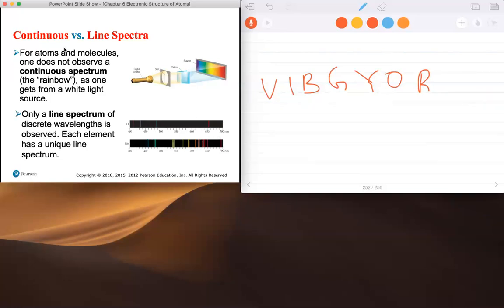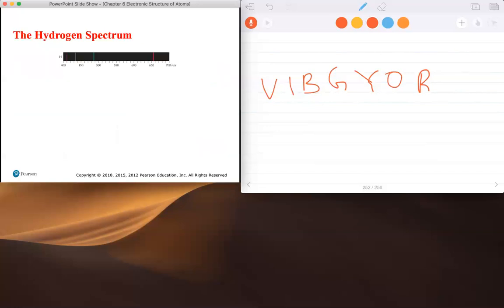So from this slide, I want you to differentiate what we mean by line spectra and continuous. This is just white light, which is continuous, but with different wavelengths for different lights. For hydrogen, remember, hydrogen has only one electron. It's atomic number 1.